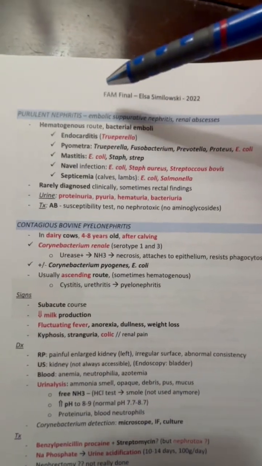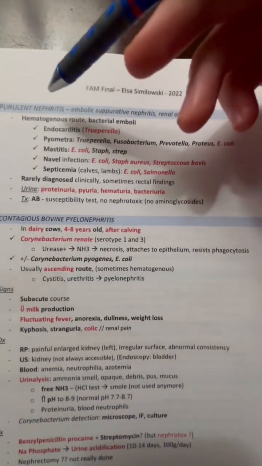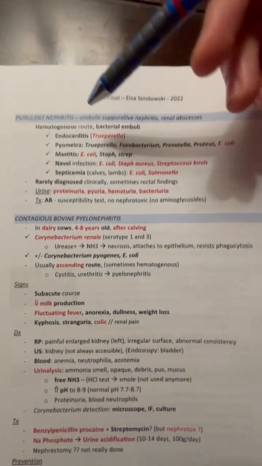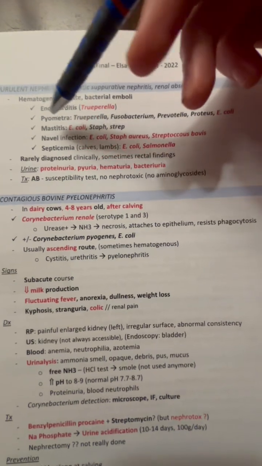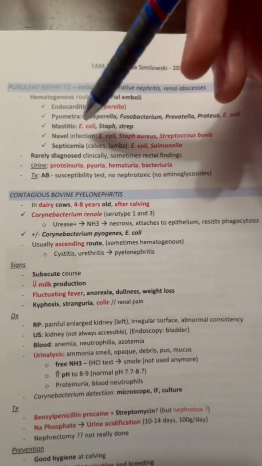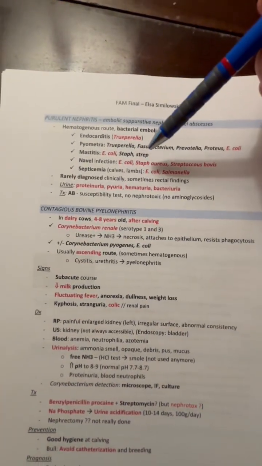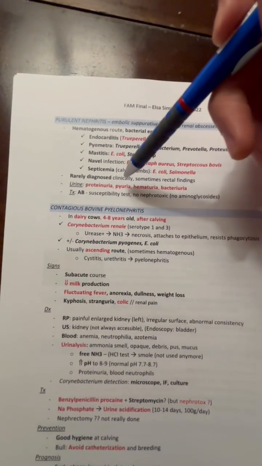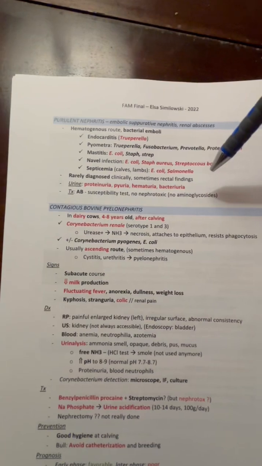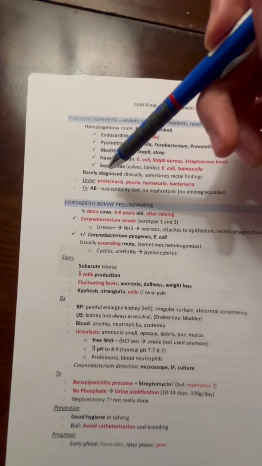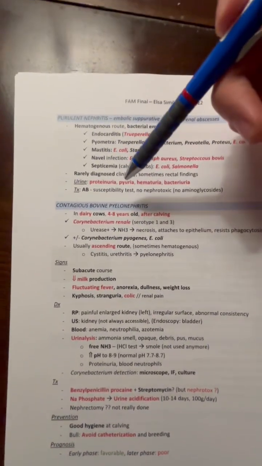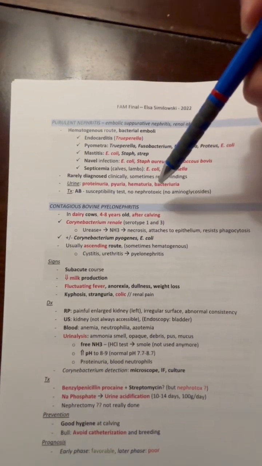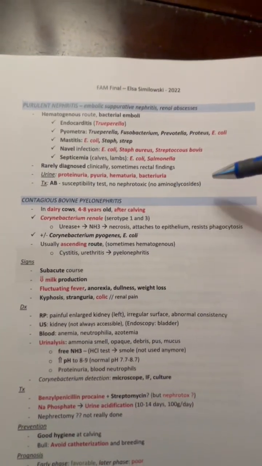Purulent nephritis usually occurs through the hematogenous route. It usually occurs through endocarditis, pyometra, mastitis, and navel infections, usually caused by E. coli, staphylococcus, and streptococcus. You can usually see proteinuria, pyuria, and bacteriuria. And for the treatment, give antibiotics. Do a susceptibility test and make sure they're not nephrotoxic. This means do not give aminoglycosides.